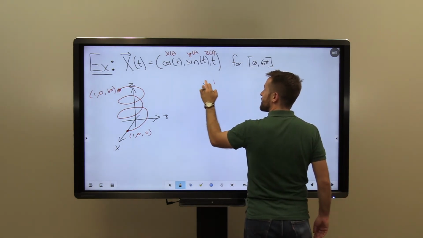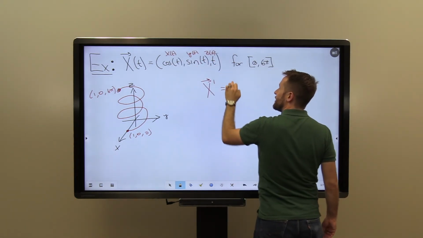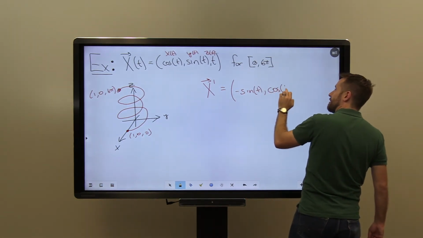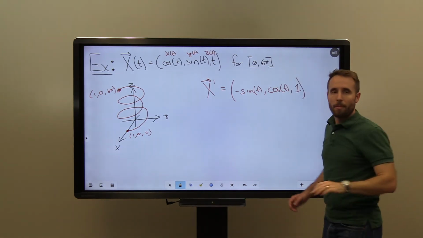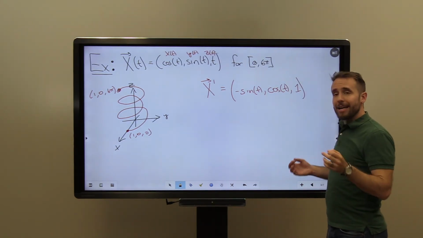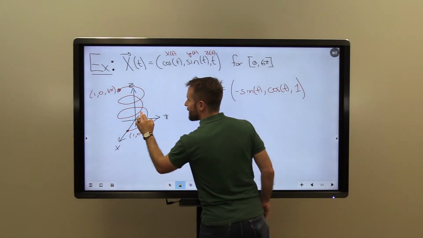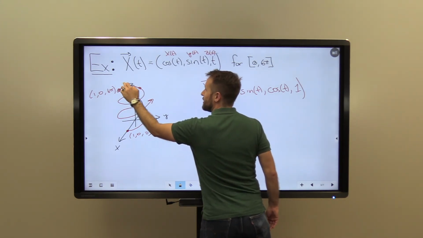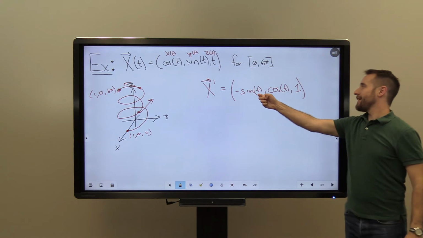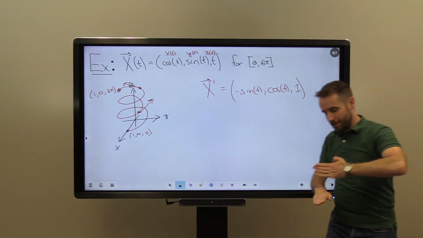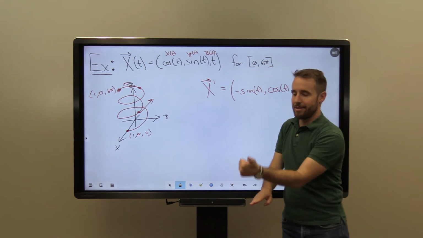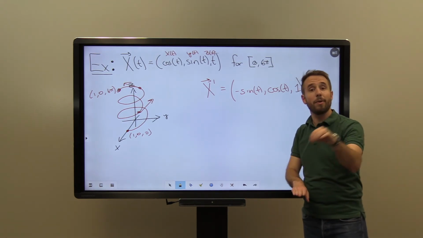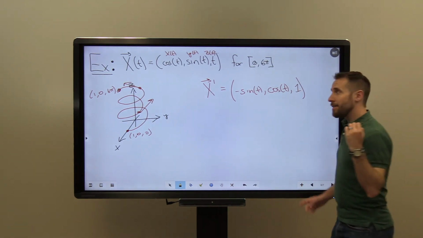In particular, x prime is just the derivative of each of these, so that's going to be negative sine, cosine, comma 1. That describes our velocity vector at any given point. Our velocity vector is the vector pointing tangent to the curve at that moment in time. Notice the negative sine, comma cosine, comma 1 suggests that it's going around the circle, but increasing as it does so. Its z component is positive 1, so it's always pointing up a little bit, and our curve is always going up a little bit.